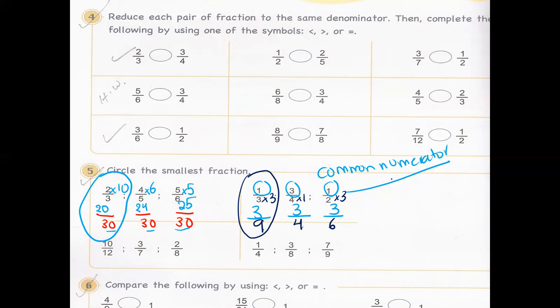denominator. So if we are finding a common numerator, the smallest fraction is the one that has the biggest denominator. But if you are finding a common denominator, the smallest fraction is the one with the smallest numerator, no need to reverse them. Okay? So we did the first two. I will leave the last two here. We will do them on Monday together.